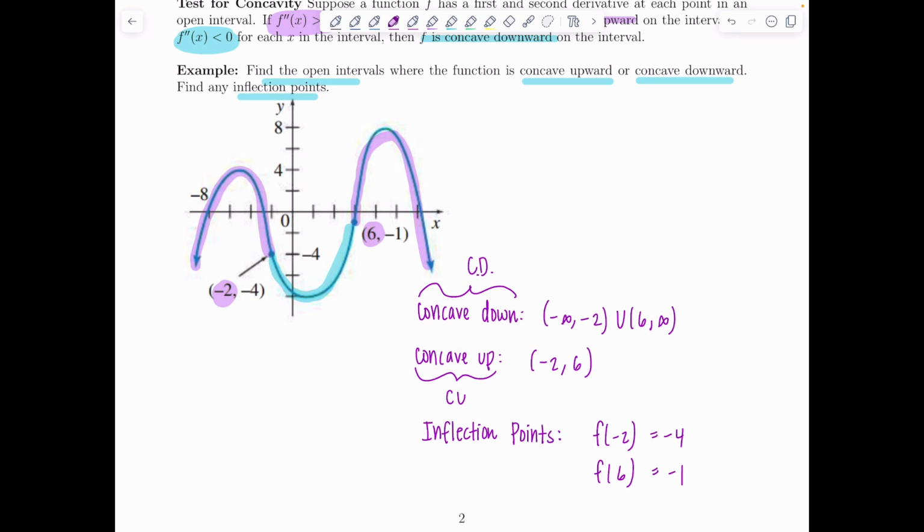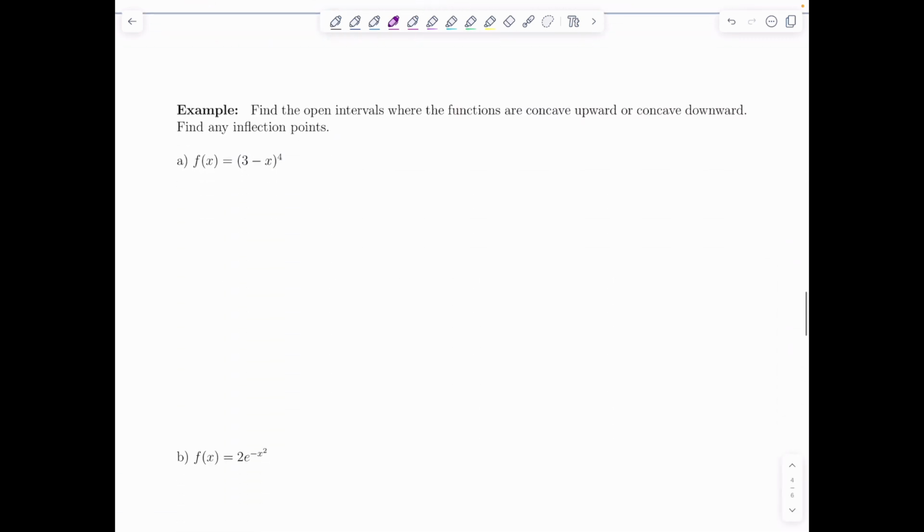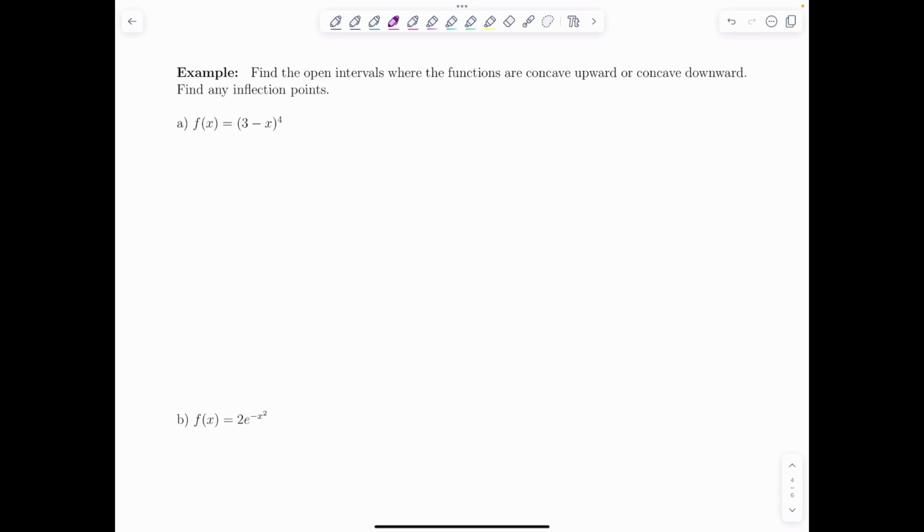Beautiful. Now, most of the time, you're not going to be given the graph. You're going to have to go ahead, find the inflection points on your own. So let's try that. Here we go. Find the open intervals where the functions are concave upward or concave downward, and then find any inflection points. And just like when we were finding where a function was increasing, decreasing, and its extrema, we list the domain first. Do that as well here, because if there's a domain restriction, that can't be an inflection point.